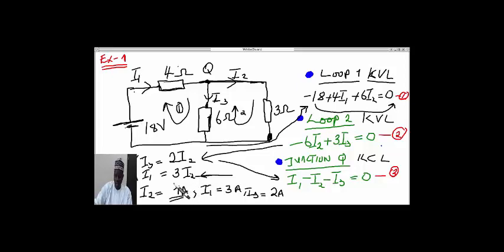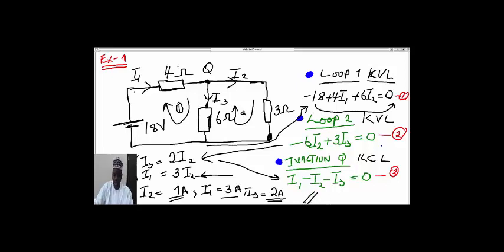Then I now walk backward. If I2 is 1, I3 is going to be 2 times 1, which is 2 amperes. Then if I also substitute in the above equation, I1 is going to be 3 times I2, so I'm going to get 3 amperes. So this will now give me all my unknown currents in the circuit using Kirchhoff's current law. So this is the end of this question.